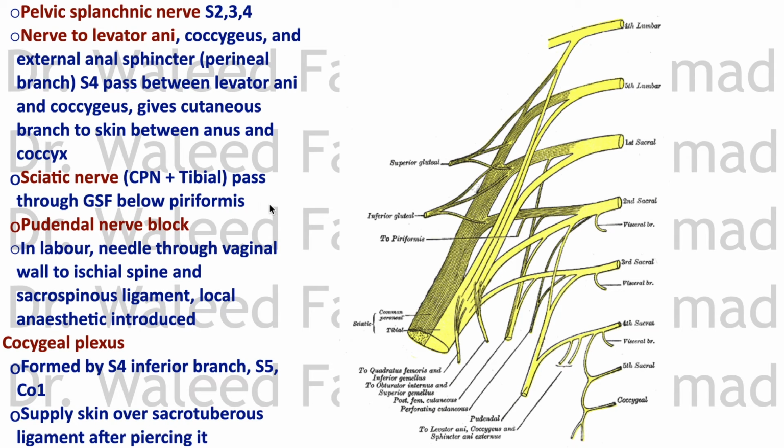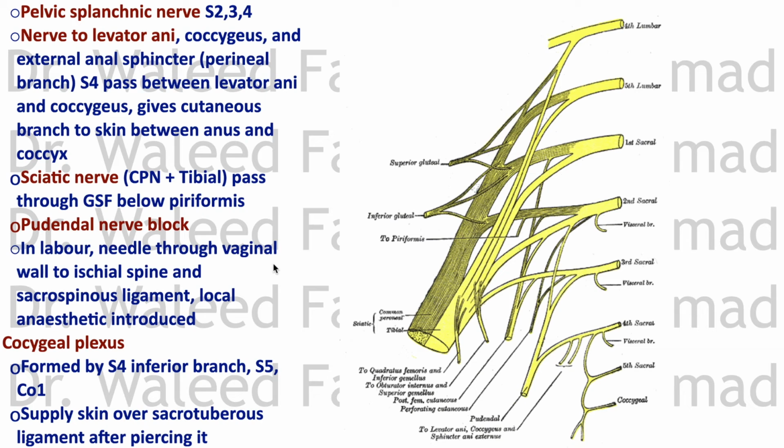There is a procedure called the pudendal nerve block. It's used by obstetricians in labor, in which they introduce a needle in the vagina and inject laterally at the level of the ischial spine and sacrospinous ligament to anesthetize the pudendal nerve. This is called the pudendal nerve block. You will perform it.